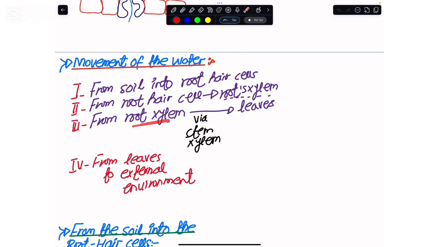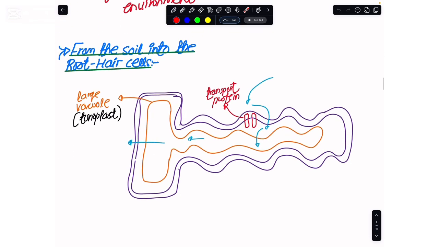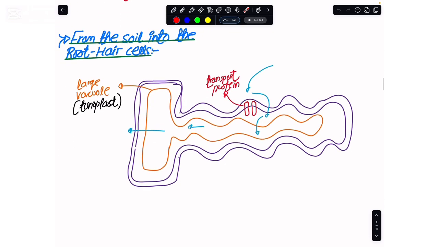And then from the root xylem, we would bring the water towards the leaf, and that too with the help of the stem. And we know the stem has its own xylem with it. And then at the end, we would see how the water would escape from the air spaces that we have in the spongy mesophyll cells, and finally how it would go into the external environment. Now, here we have the diagram of the root hair cell, and you see that on the outside is its cell wall.